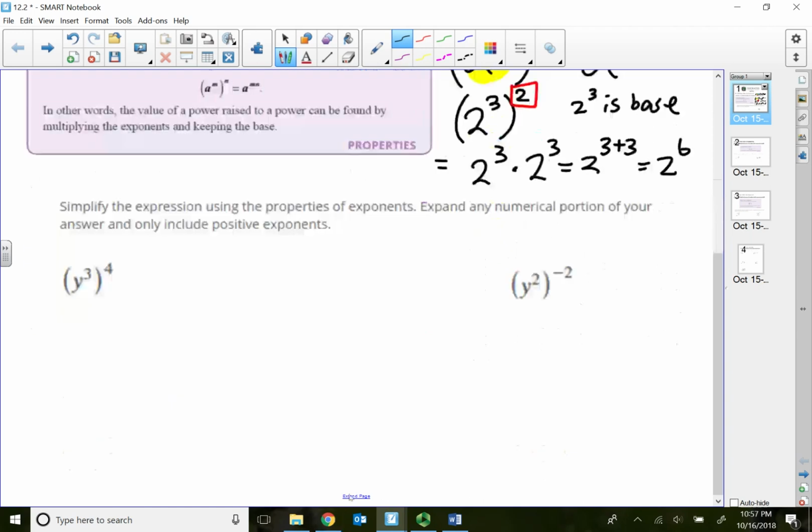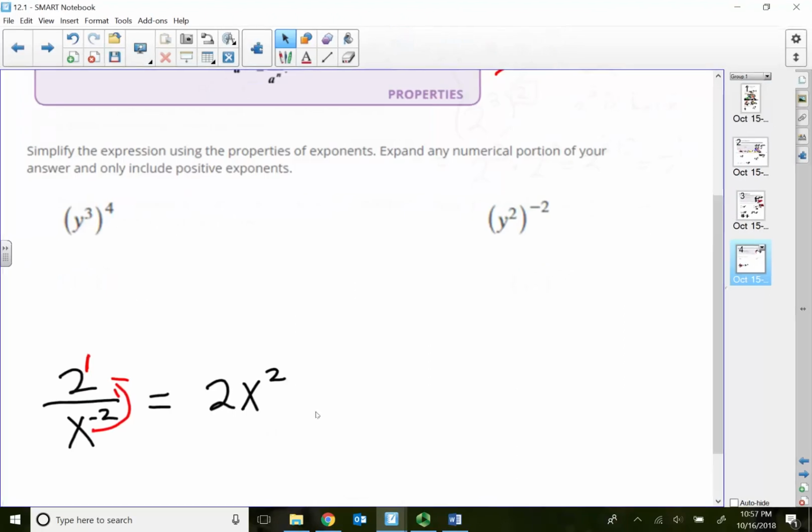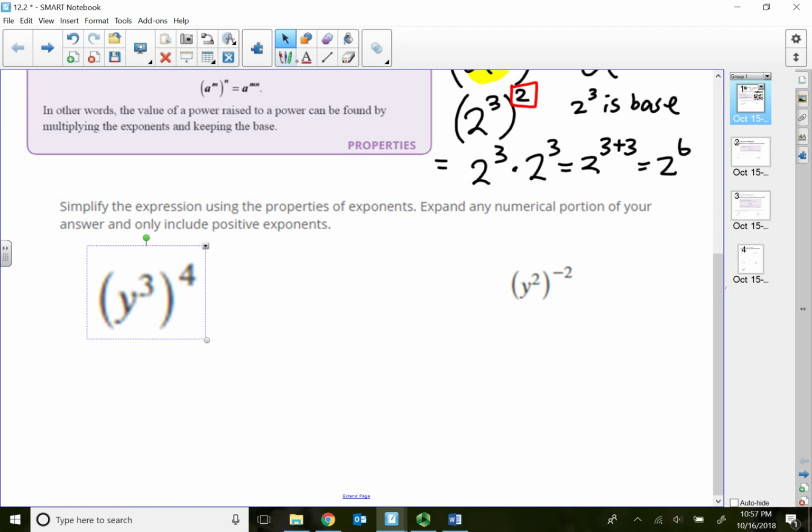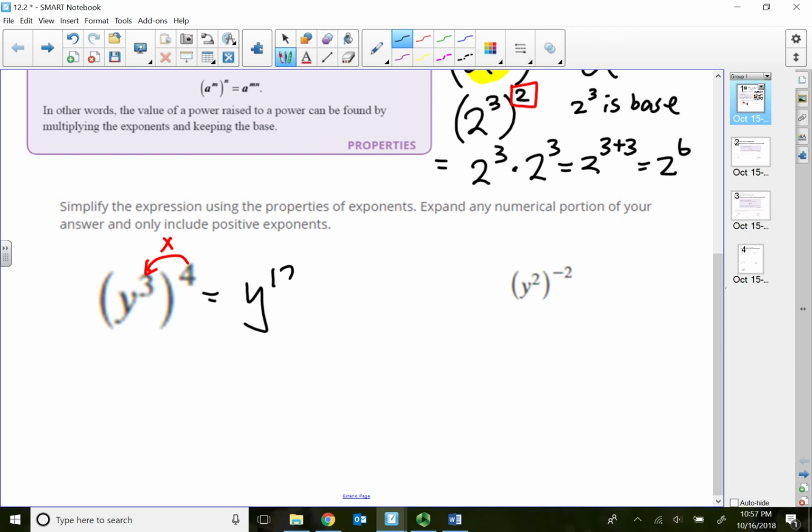All right, so I think these two problems are exactly the same as the ones from 12.1 that I skipped. So here, for example, I see a parenthesis, an exponent on the outside, and only one term on the inside. So now I can apply my power rule. Power rule means multiply the exponent. So we would just say 3 times 4. That will give me my base y to the 12th power.